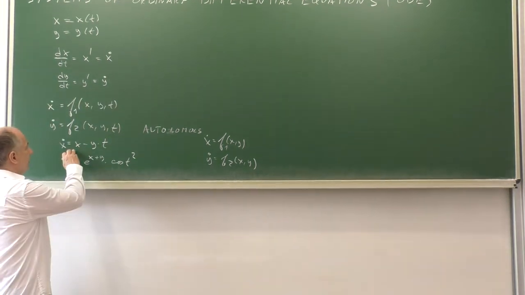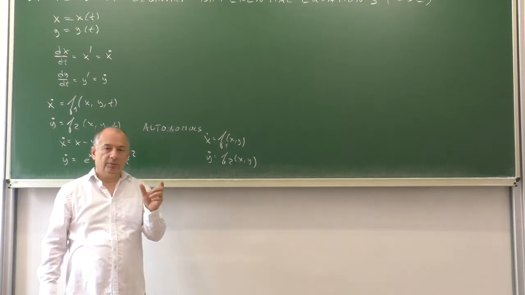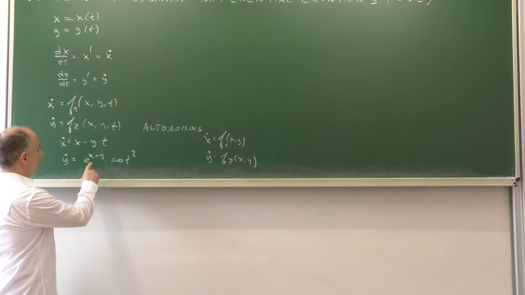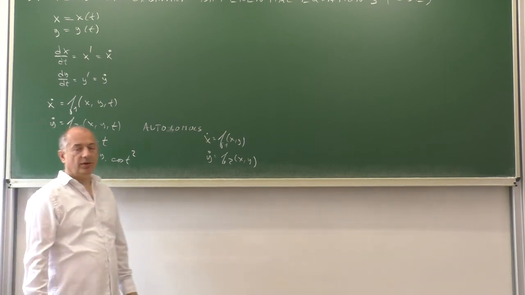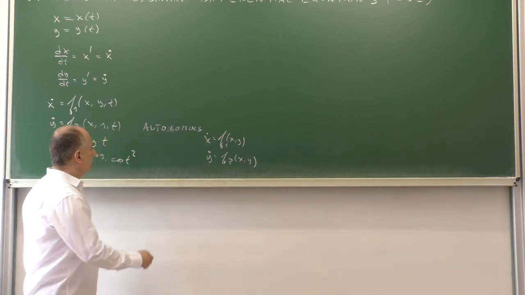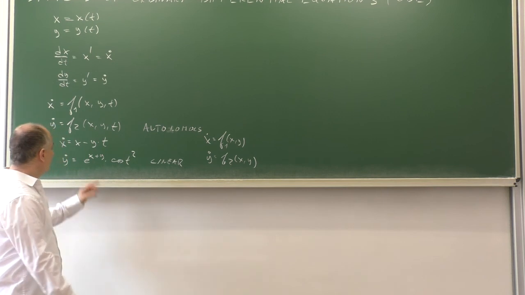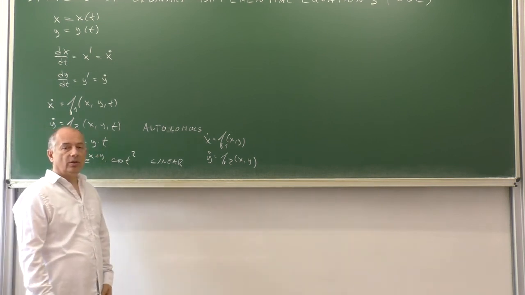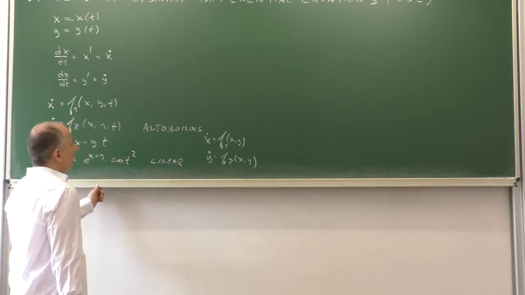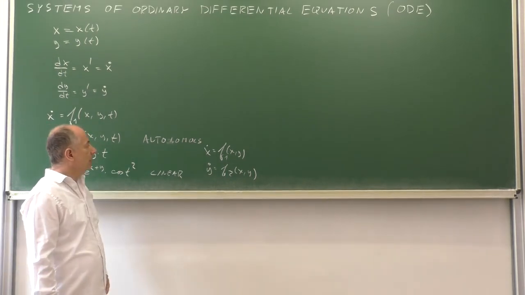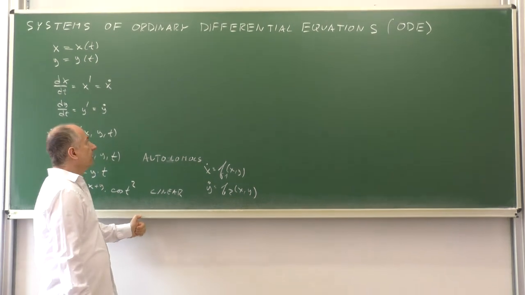Further, if x and y are only multiplied by some coefficient and added, and no more operation like exponential or nothing more complicated, we call such a system linear. And if there is some other function, we call it nonlinear. Let's start with a system of two linear autonomous differential equations.